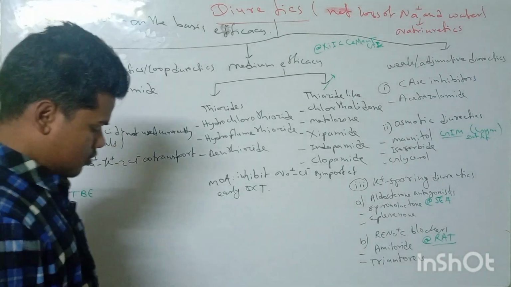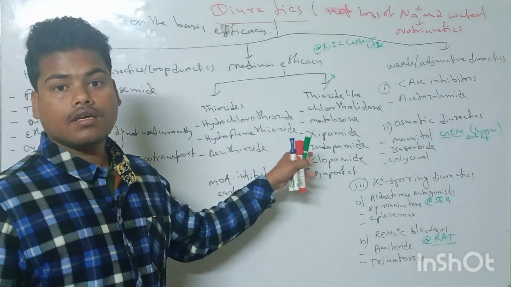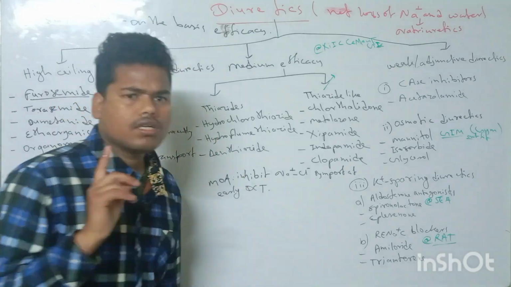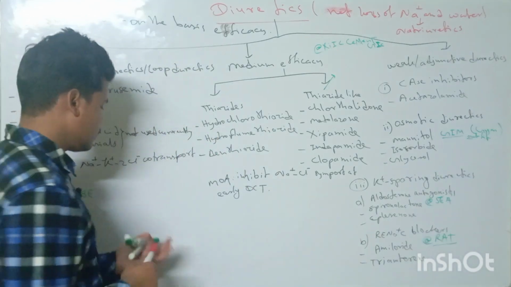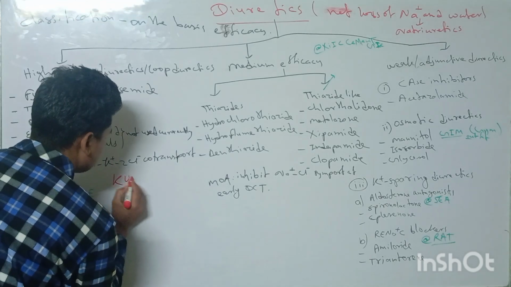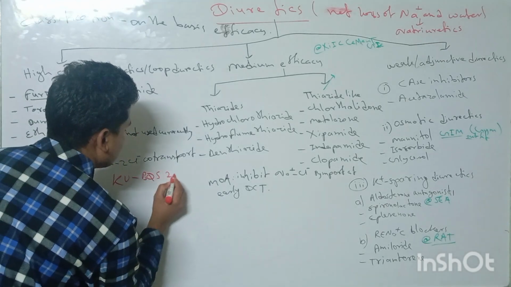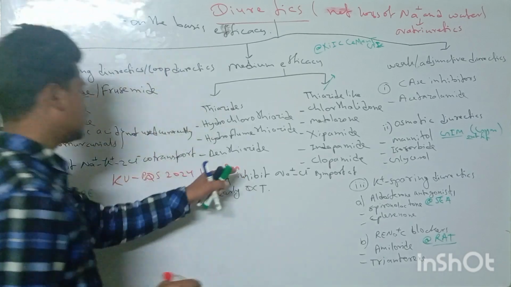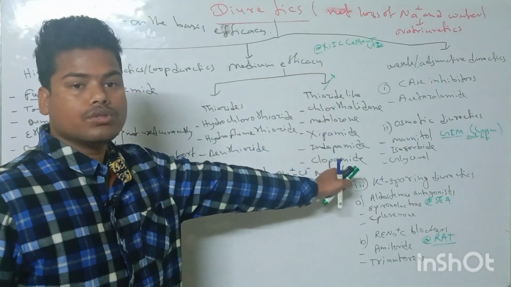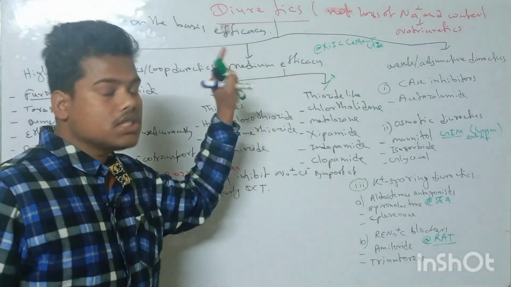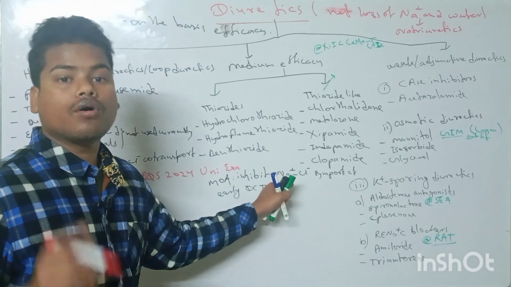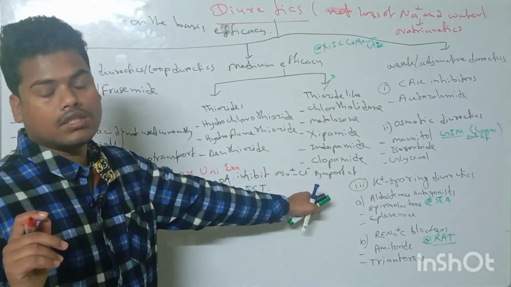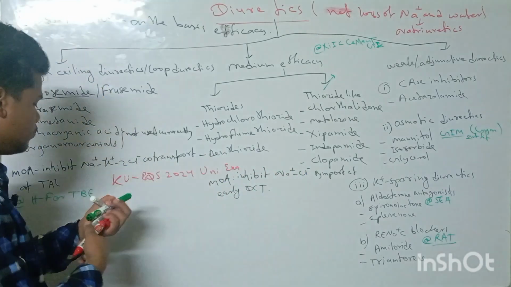Now why did I mention this classification in detail? Because from this classification, in the KU BDS 2024 university examination, 3 MCQs were asked out of 30 MCQs. Only 3 MCQs. Remember how important this topic is. What were they?